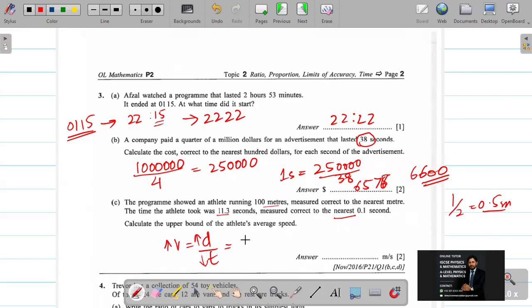So 11.25 should be for time. I'm taking the lower bound for this and the upper bound for distance, which should be 100.5. 100.5 divided by 11.25, so the answer is 8.93. 8.93 meters per second is the speed for this question.